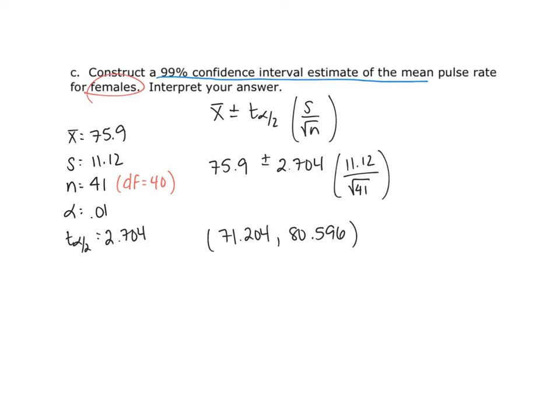The next question in our notes is talking about the comparison between the two confidence intervals and what the results suggest about the difference between pulse rates for males and for females. So if we're looking at our two confidence intervals, it seems pretty clear that women tend to have a higher pulse rate than men do.